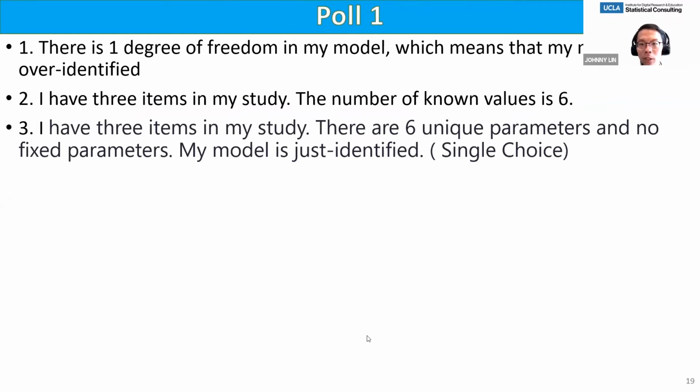Basically, the first question is, there's 1 degree of freedom in my model, which means that my model is over-identified, true or false. The second question, I have 3 items in my study. The number of known values is 6. And third question, I have 3 items in my study. There are 6 unique parameters and no fixed parameters. My model is just identified. The last one may be kind of tricky.